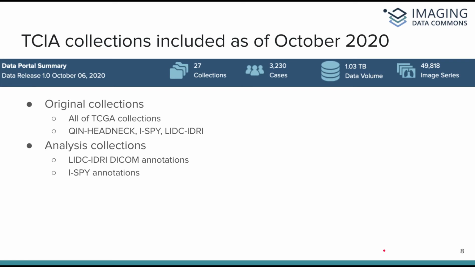What I want to do next is to show you the capabilities of the portal, which right now includes 27 collections from TCIA, and this includes both the original imaging collections and some of the collections that include analysis results.